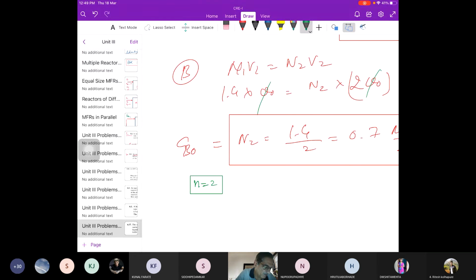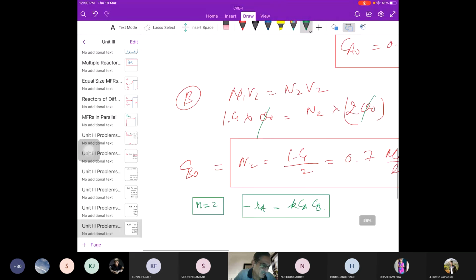तो rate equation क्या हो जाएगा? K into CA into CB. Okay. Now if I look at CB naught and CA naught, can I conclude something?